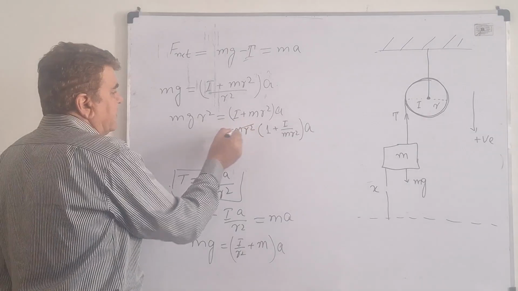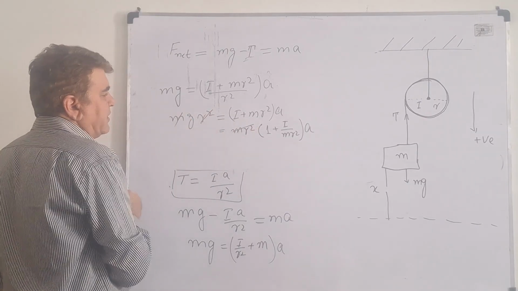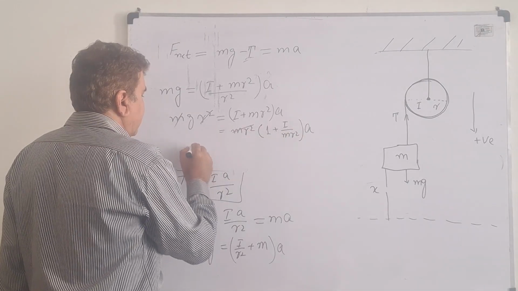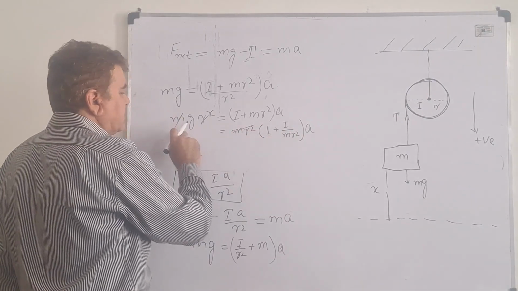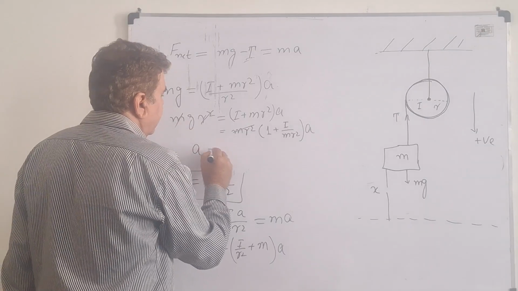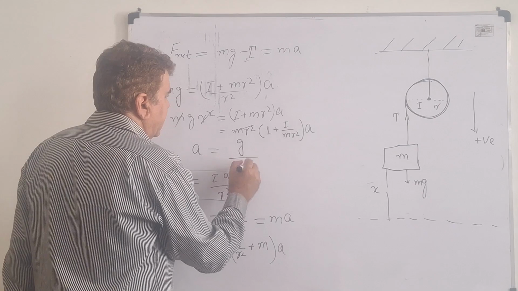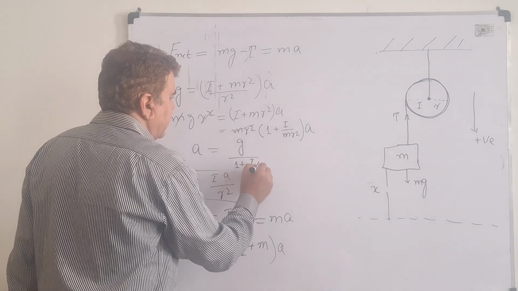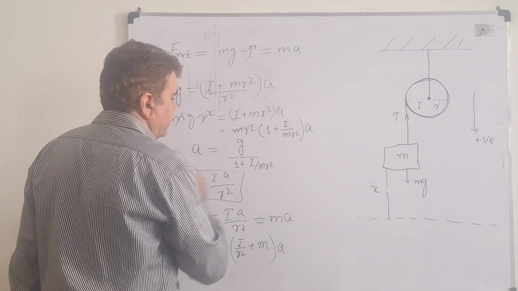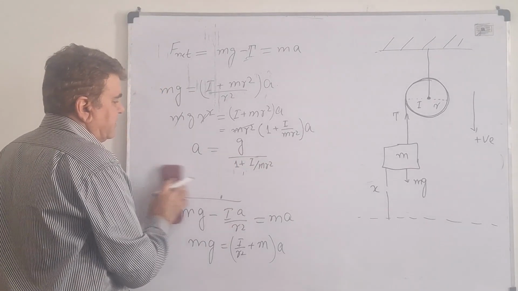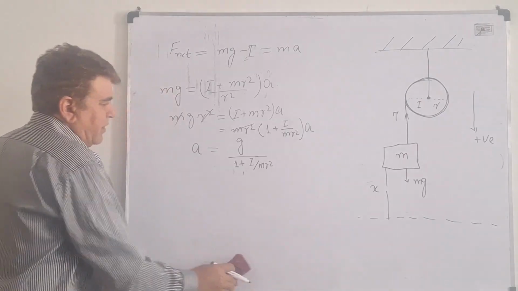Now I can cancel this mr squared with this r squared and this m, and then I first write a, and then taking this to this side would go to the denominator, so I write this as g divided by 1 plus I divided by mr squared. So this equation defines the acceleration of the mass pulley system.